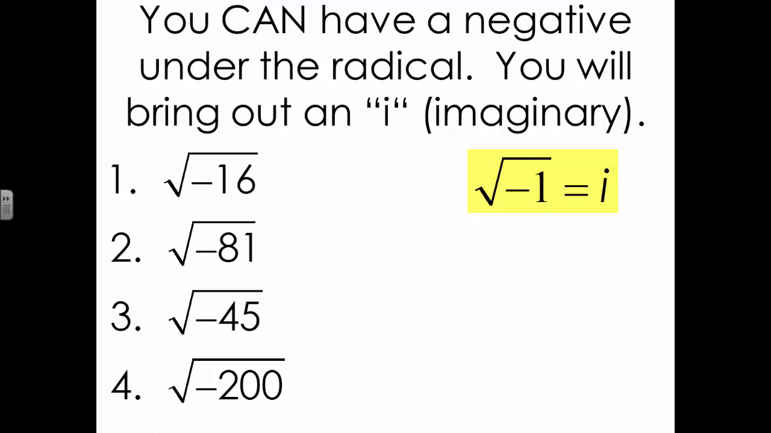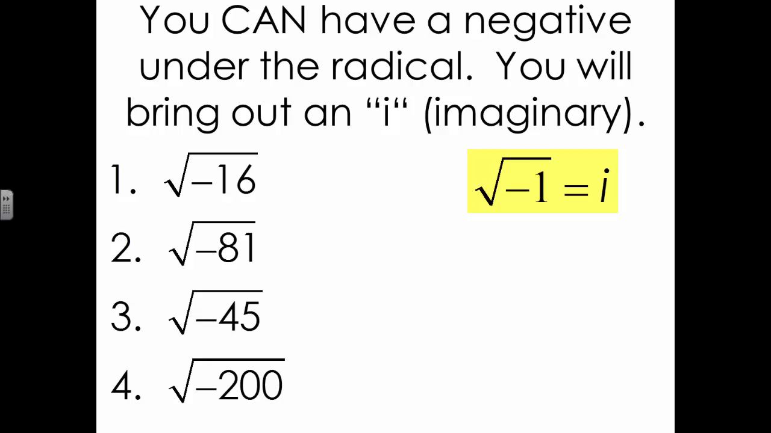When you have a negative underneath the radical, you can simplify it. Before this class, you thought it wasn't possible. But the square root of -1 is i, which stands for imaginary number. So on all of these problems, what you do is first bring out the negative as the letter i, and then simplify the number left over.